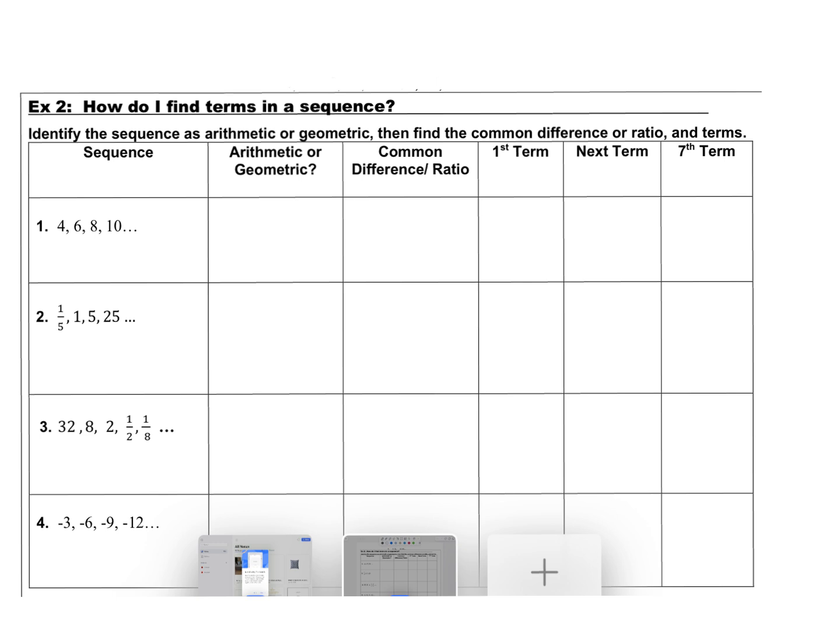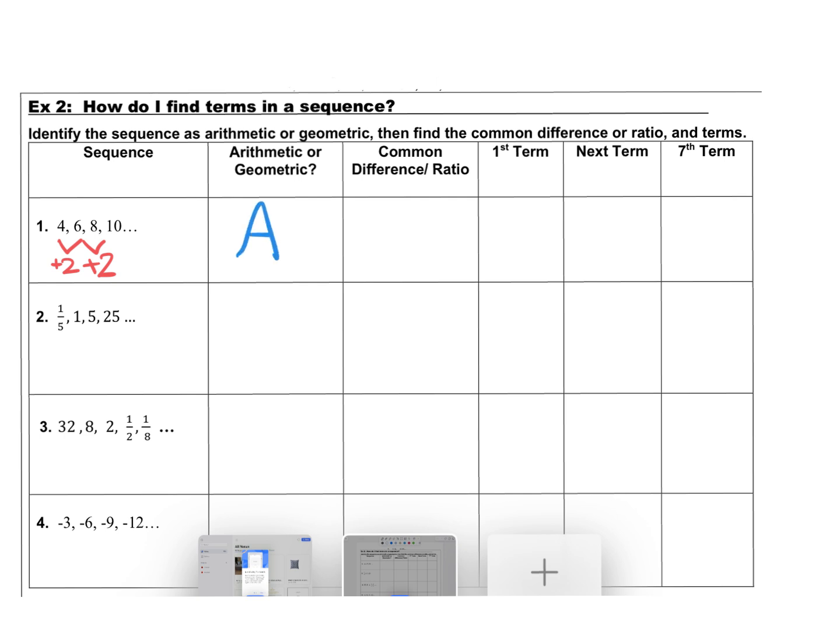All right, example number 2, how do I find terms in the sequence? Well, first of all, let's identify if our sequence here is arithmetic or geometric. Remember that we said arithmetic goes up or down by addition and subtraction, and geometric goes up or down by multiplication or division. Notice here that we are going up by adding 2. So we know that this is going to be an arithmetic sequence.